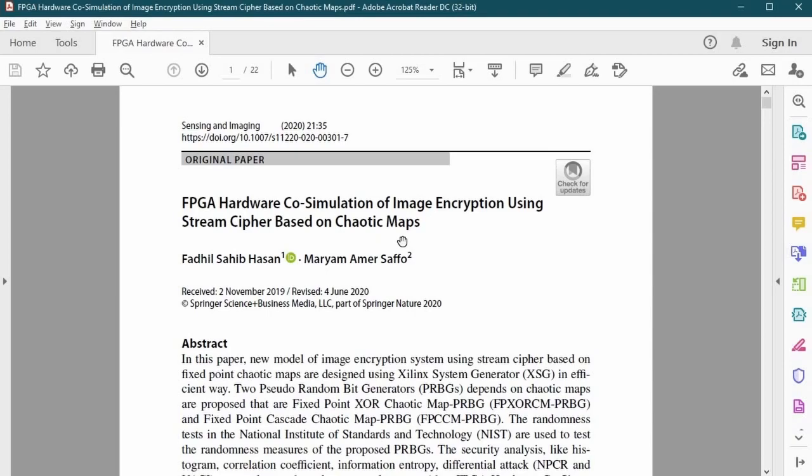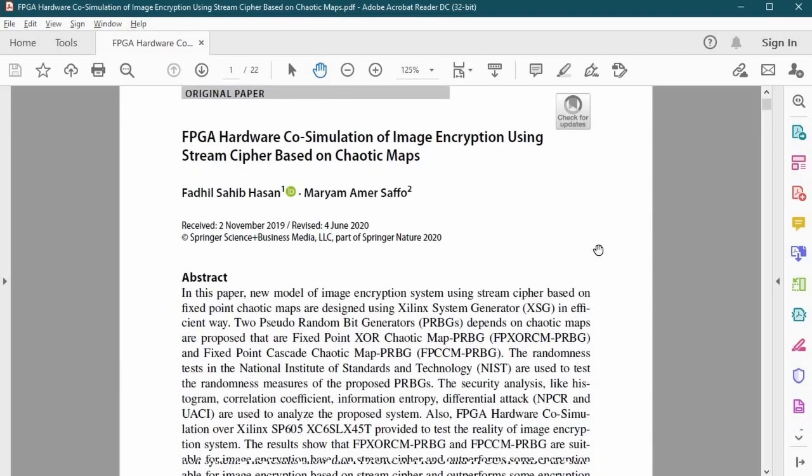Our main motto is to encrypt an image and develop an image encryption model using System Generator and then simulate in Simulink. We shall restrict ourselves to simulate the model on Simulink and then verify the outputs. So I am just giving the main motto of this paper.